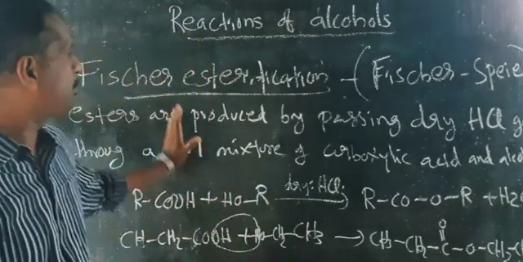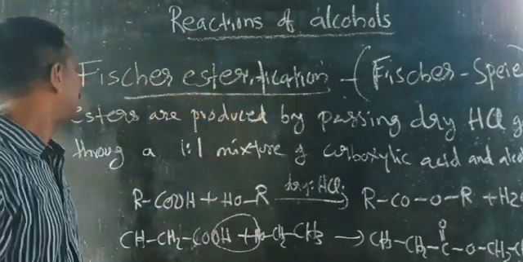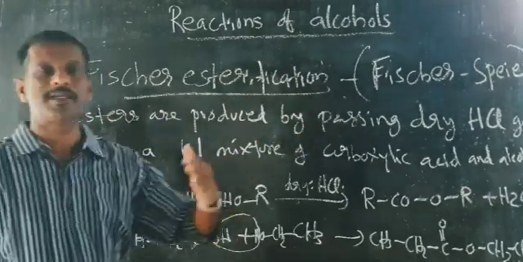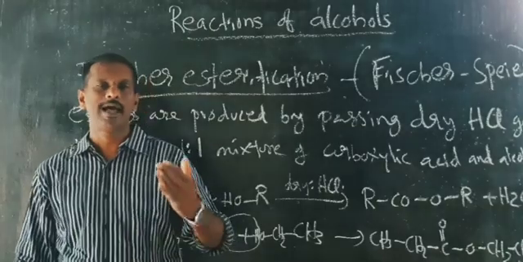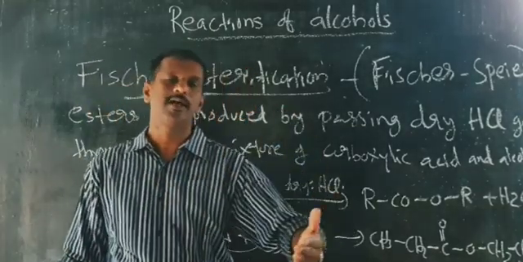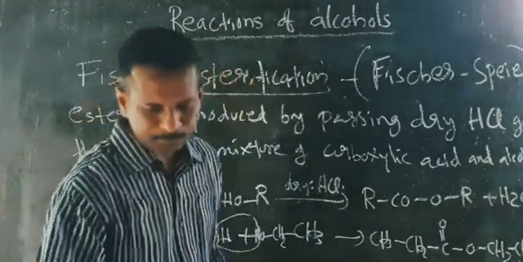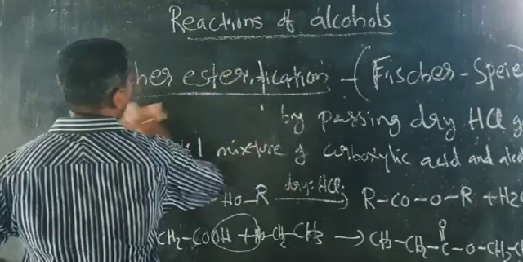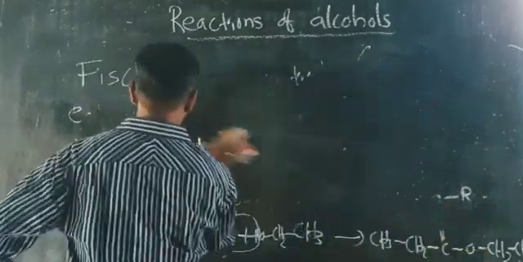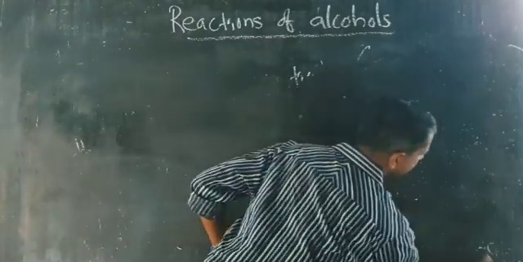This type of method of preparation of ester is known as Fischer esterification reaction or Fischer-Speier esterification reaction. Esters are produced by the reaction of acid and alcohol in the ratio 1:1 by passing dry HCl gas, known as a Fischer esterification reaction. And keep it in mind the order of reactivity of alcohols and acids towards esterification.